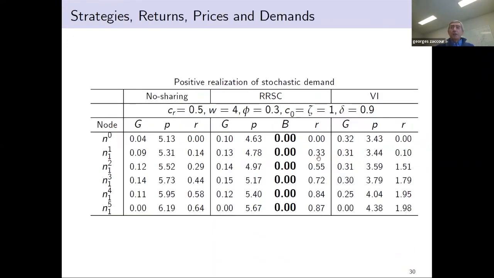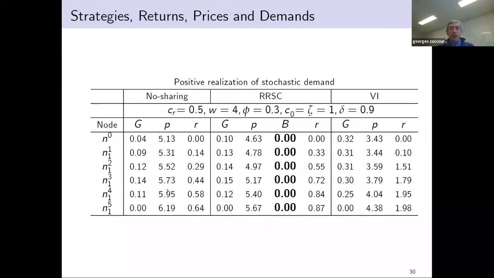This slide is the one I like best. We are showing here results for some positive realization of the stochastic demand. It means that the demand is going up through different nodes. And what do we have? We have here what is happening at different nodes in the no sharing case, the RRSC scenario and the vertical integrated scenario. Now, if you look at the investment in green activities at any node, the green activities are going up when we move from no sharing to vertical integration. This is expected. So this holds true for all nodes. Under vertical integration, we invest more in NG.